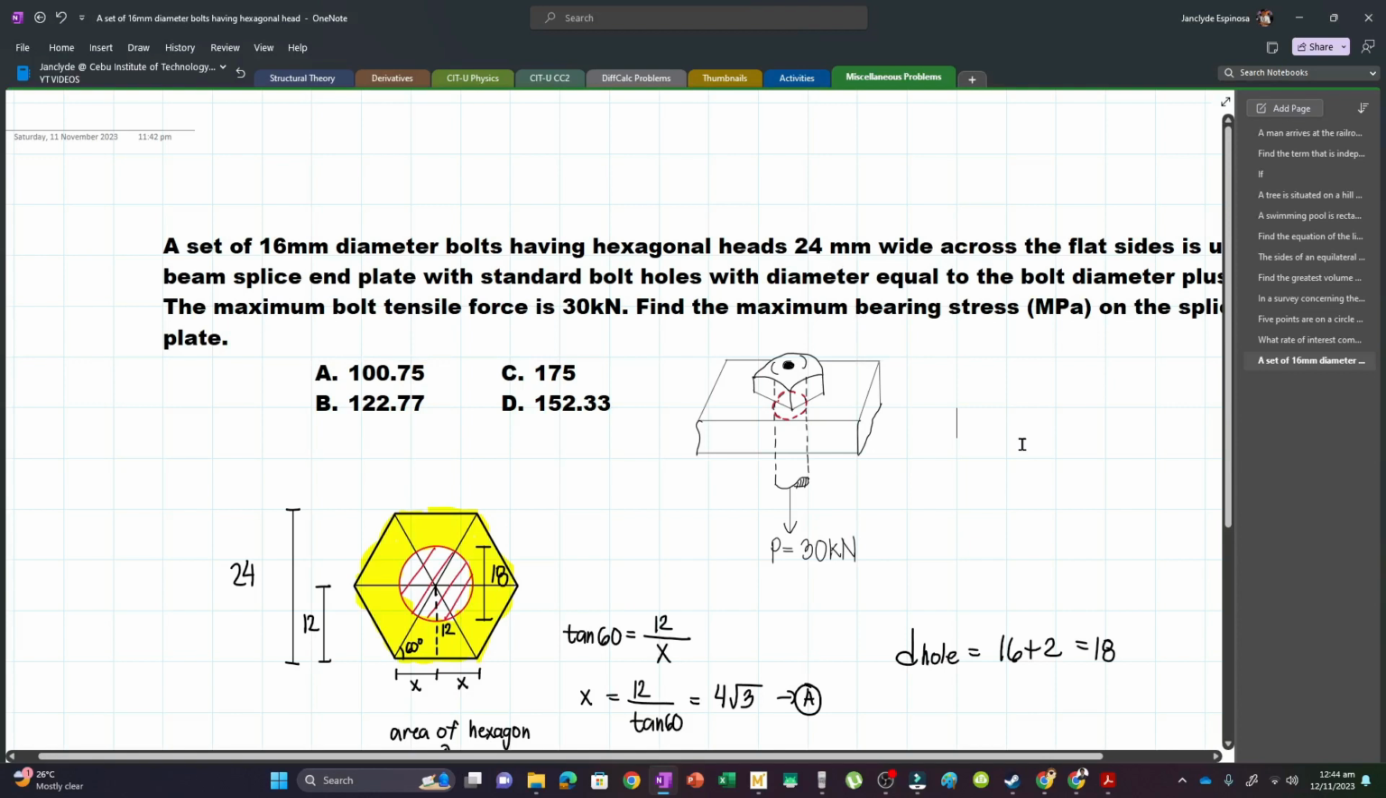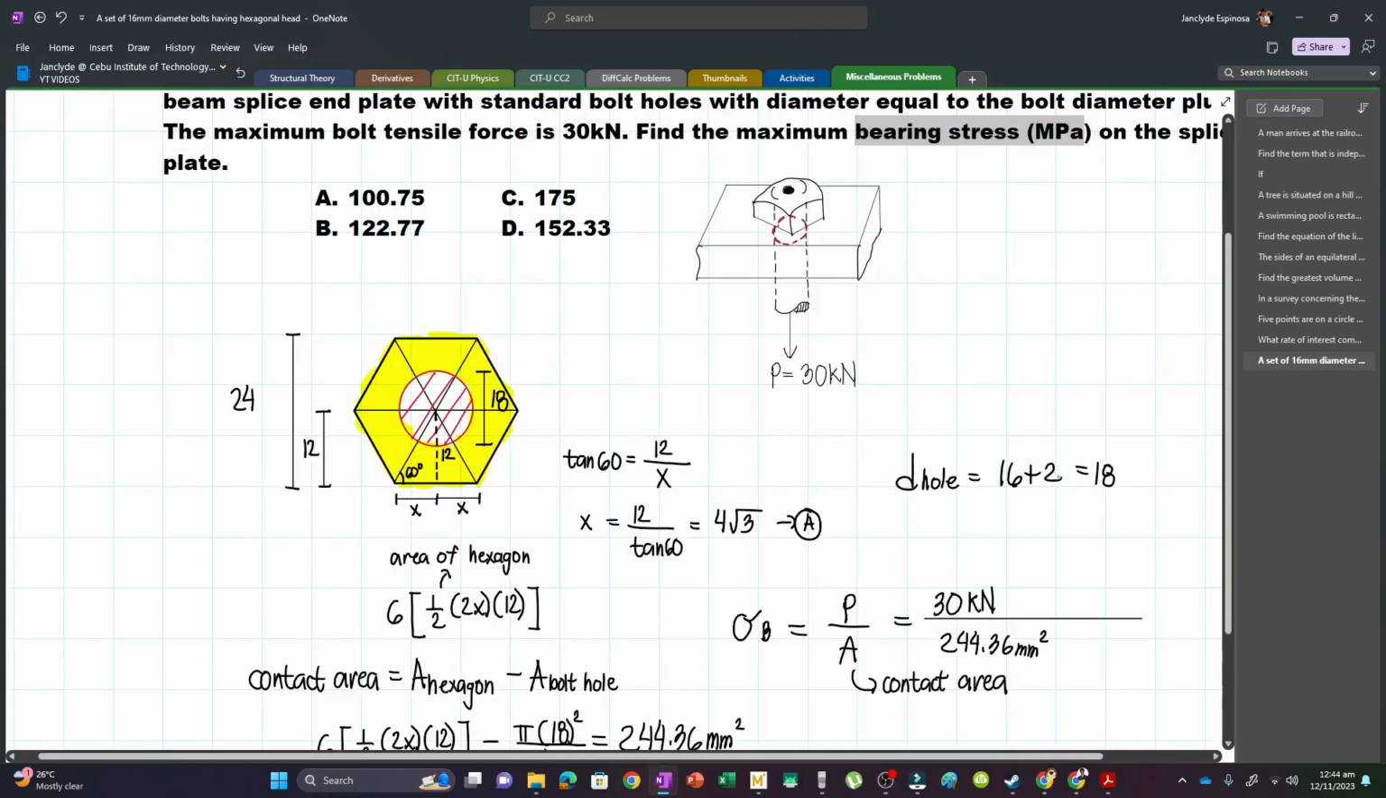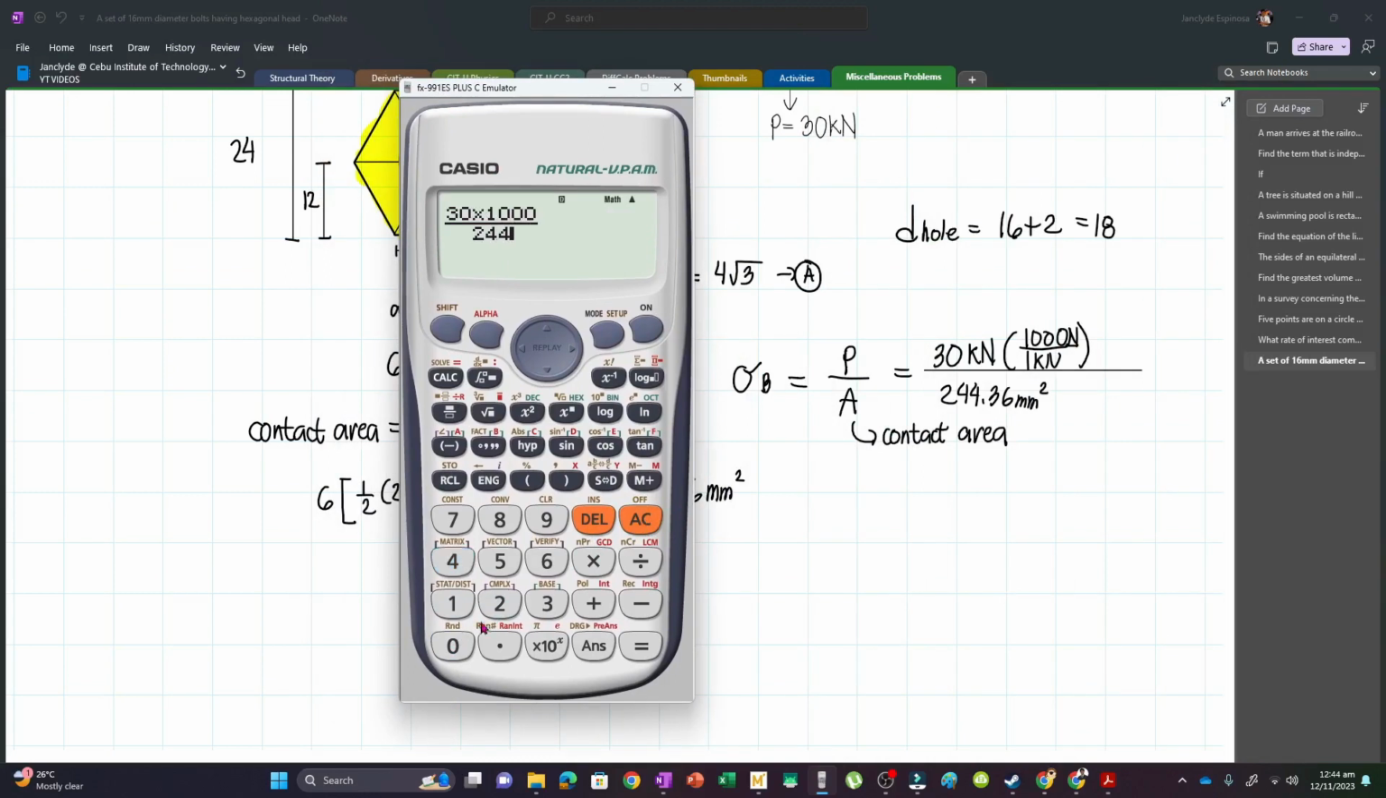But our question requires the bearing stress in MPa. And so let's convert kN into N. Now, 1 kN is equal to 1000 N. And so let's input this in our calculators. And so this will be our answer, 122.77.